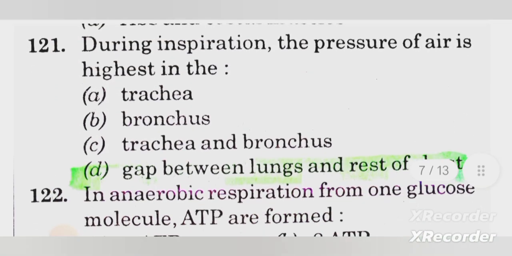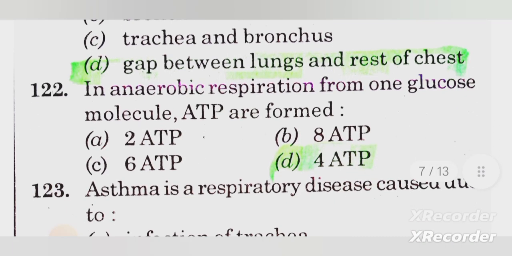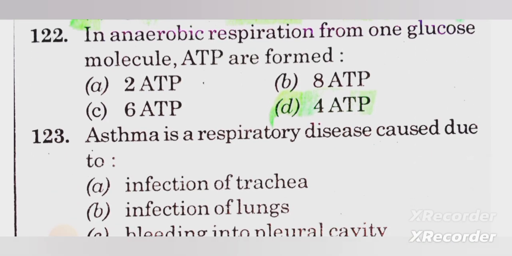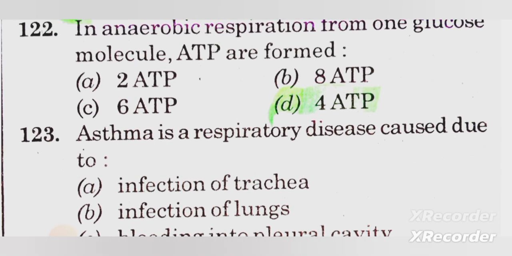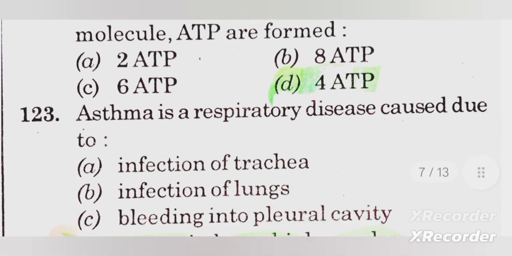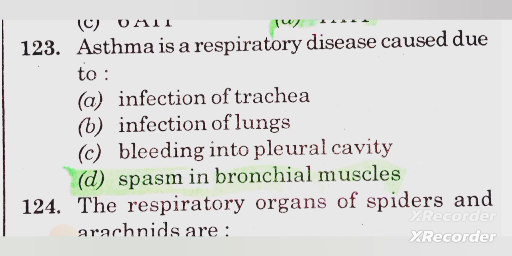Next, 121. During inspiration, the pressure of air is highest in the. Answer D. Gap between lungs and rest of chest. Next, 122. In anaerobic respiration, for one glucose molecule, ATP formed are. Answer D. 4 ATP. Next, 123. Asthma is a respiratory disease caused due to. Answer D. Spasm in bronchial muscles.